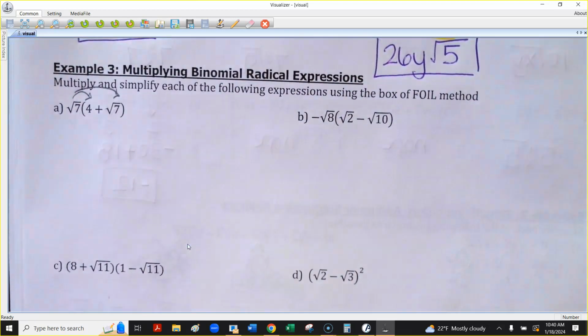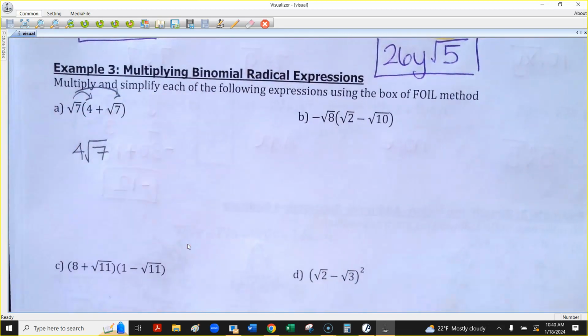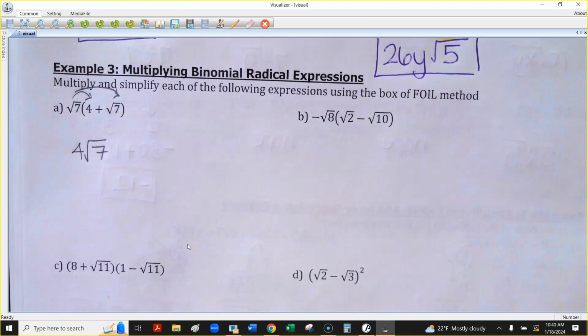If you multiply a radical by a plain number, the proper notation there is to just put that plain number out in front so you don't confuse it and maybe think that the 4 is supposed to go under the square root too. So square root of 7 times 4, we would write that as 4 roots of 7.